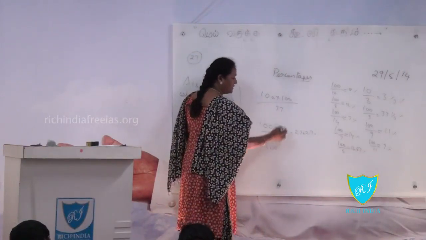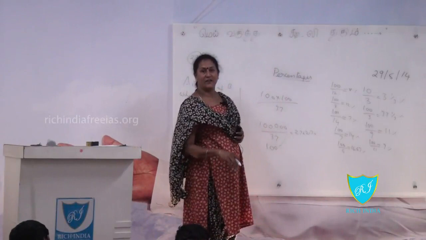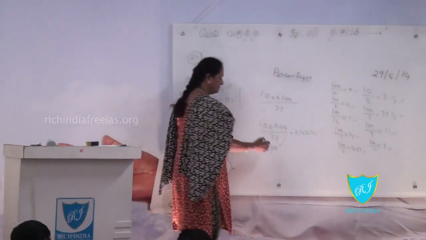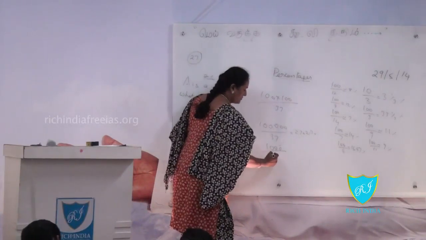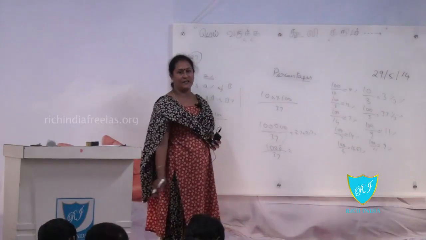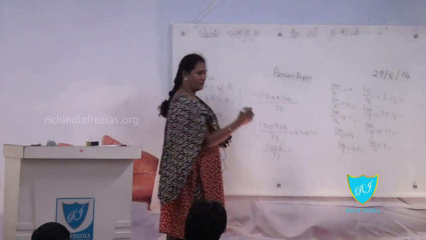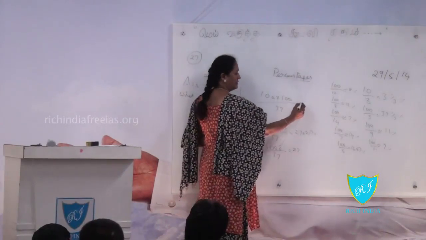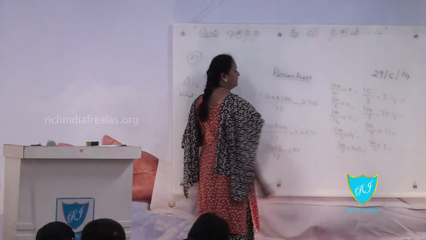In working, this will be used in many places, 37, 74. So there you can use it instead of dividing. Suppose 1000 by 37, what will be the answer? 27. Put the point after 2 places, so it is 27. So here it is 270.